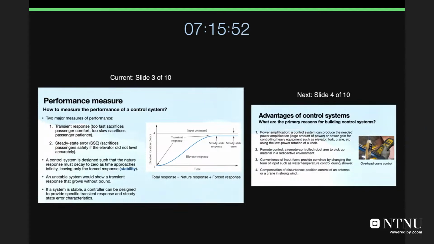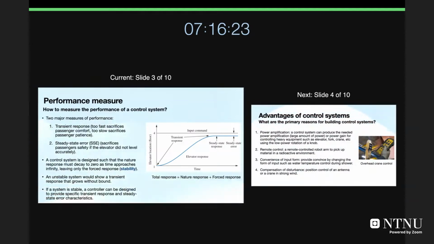And after that, we have something called the steady state response or steady state error, for example. And this steady state error will sacrifice passenger safety if the elevator cannot reach the level accurately. So if the elevator cannot level accurately, it will sacrifice safety because you want to level with floor 4 exactly, so people can go from the elevator to their destination safely.